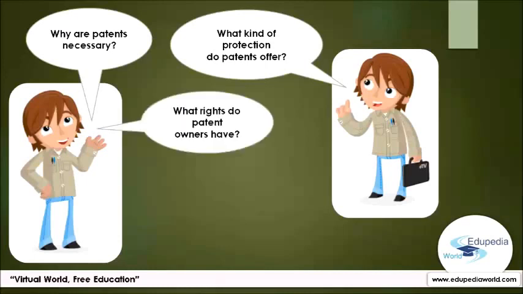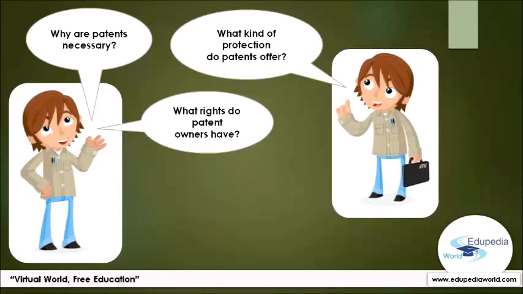The third question. What rights do patent owners have? A patent owner has the right to decide who may or may not use the patented invention for the period during which it is protected. Patent owners may give permission or license to other parties to use their inventions on mutually agreed terms. Owners may also sell their invention rights to someone else, who then becomes the new owner of the patent.